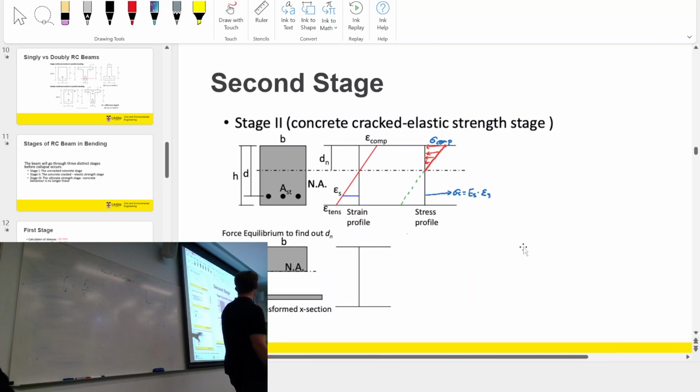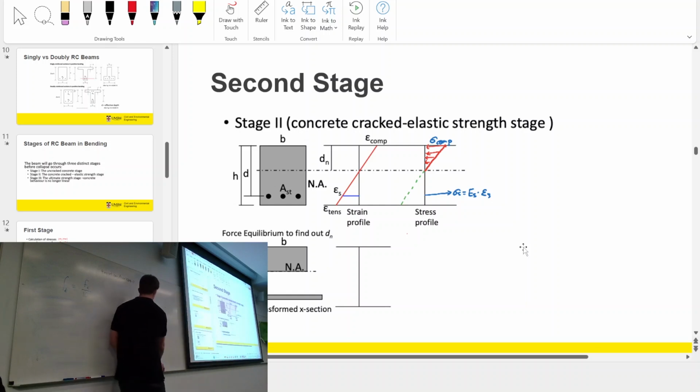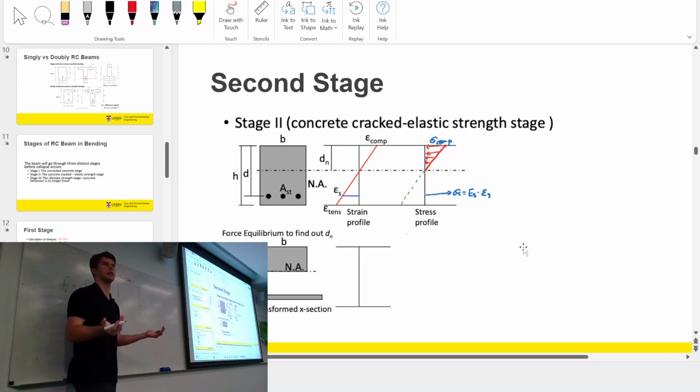Yeah, cool. So in the second stage, the concrete starts to crack. Now, when you do your calculations, before the section is cracked, let's say I've got this concrete beam, and there's no reinforcement in it. Where's the neutral axis? The middle, right? Perfect. That's exactly right, the middle, because it's a symmetrical section, a rectangular section.